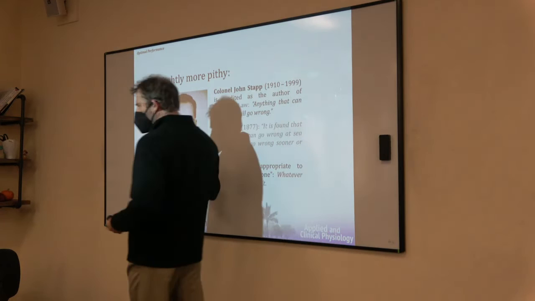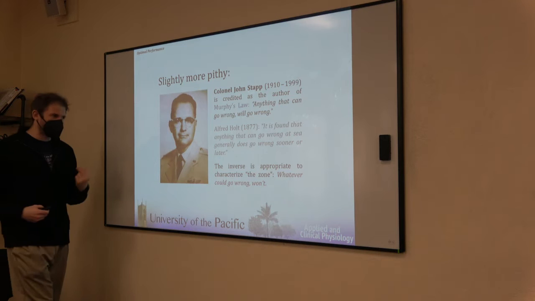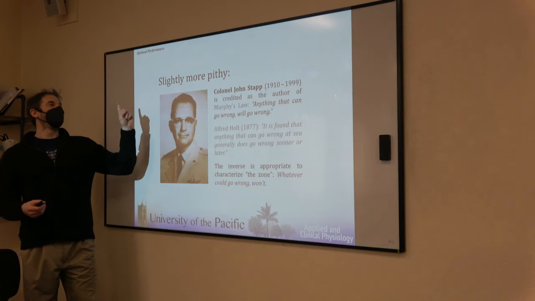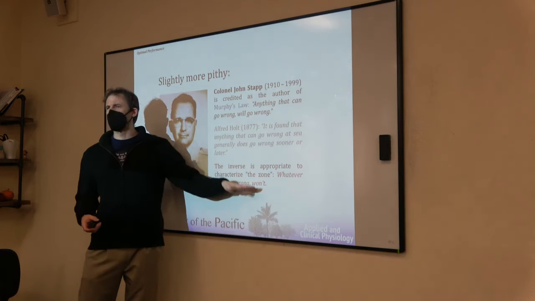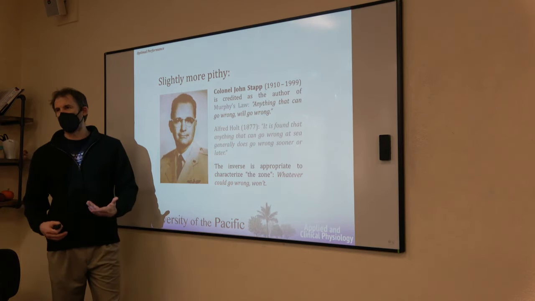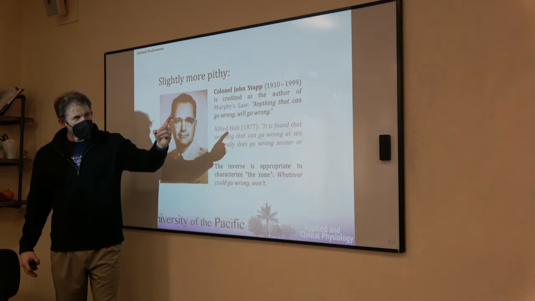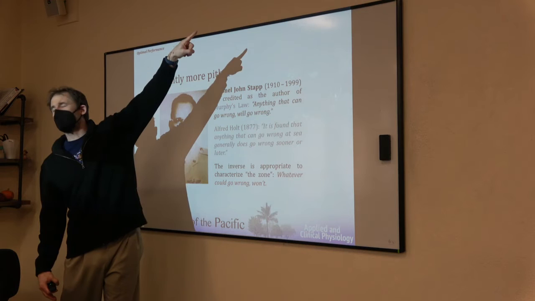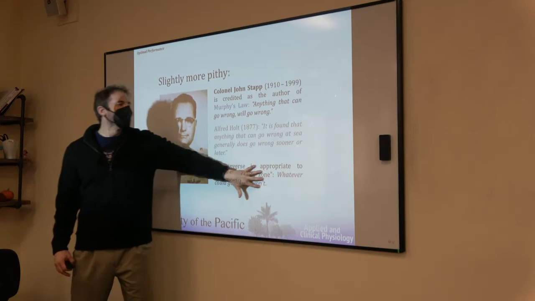However, you can think of the zone or flow as the inverse of Murphy's Law. The IML, the inverse Murphy's Law, where whatever could go wrong won't. You're confident. Now, it's not that it necessarily won't go wrong according to the outcomes, but your confidence, there's no way you could see this going wrong. That ball is going in the hoop. That ball is going over the fence, or whatever's happening to a ball.